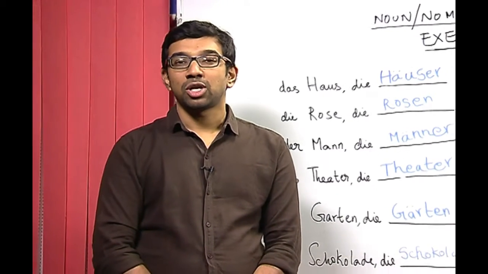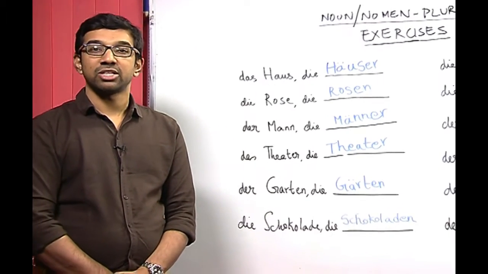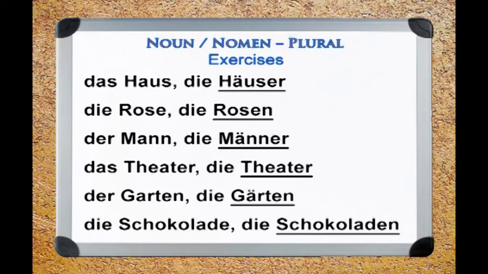So, we would now look at the answers given by our students and see if the answers are right or wrong. Das Haus, die Häuser. Das Haus is singular, die Häuser plural. As you can see, the change is happening where the A is replaced by A umlaut and there is an addition of ER. So, the answer is right.